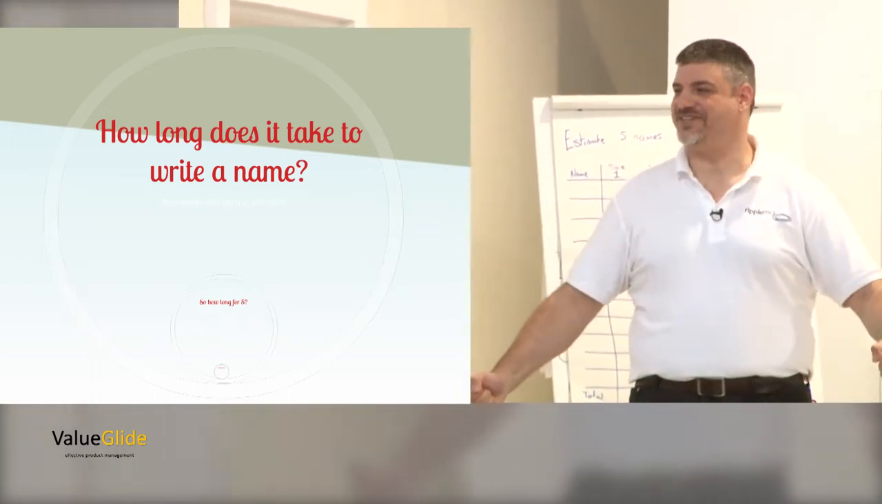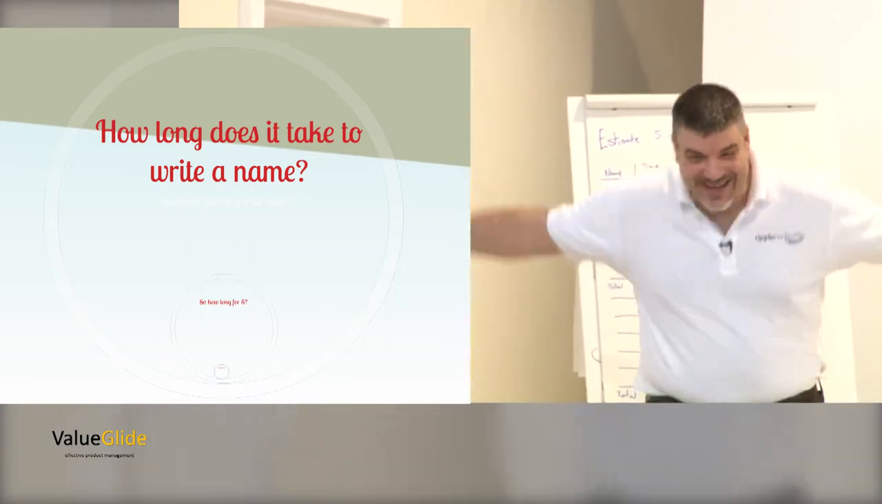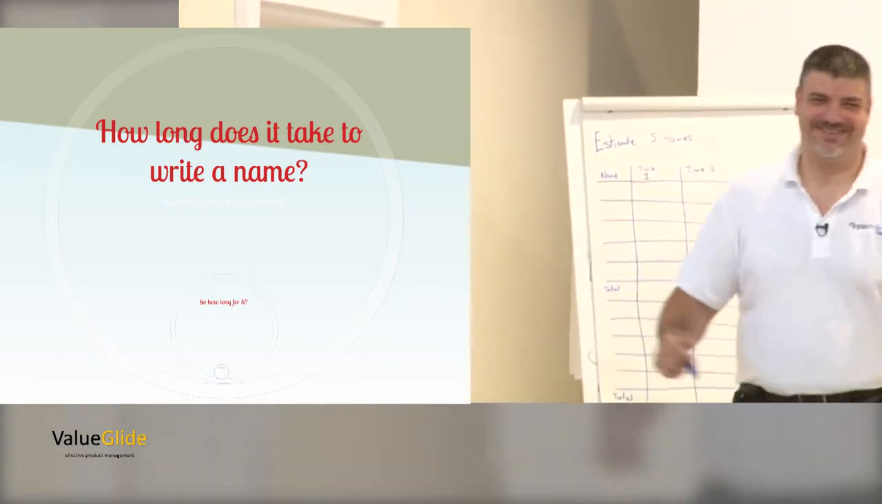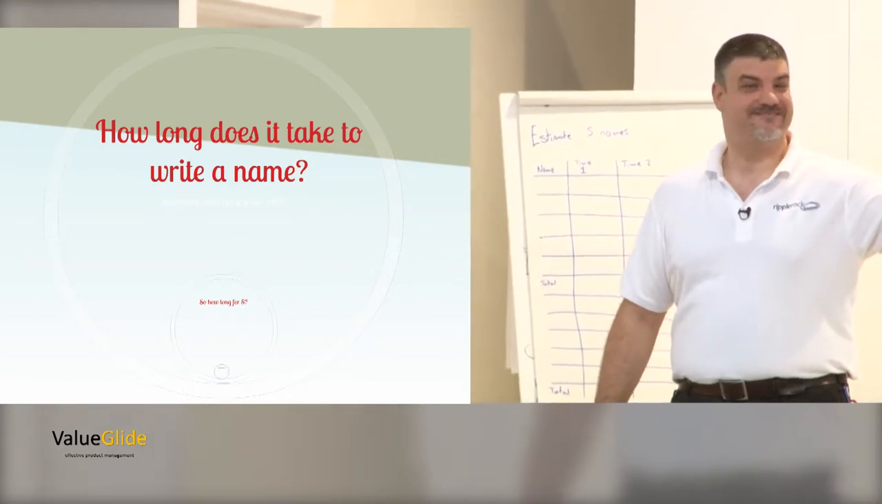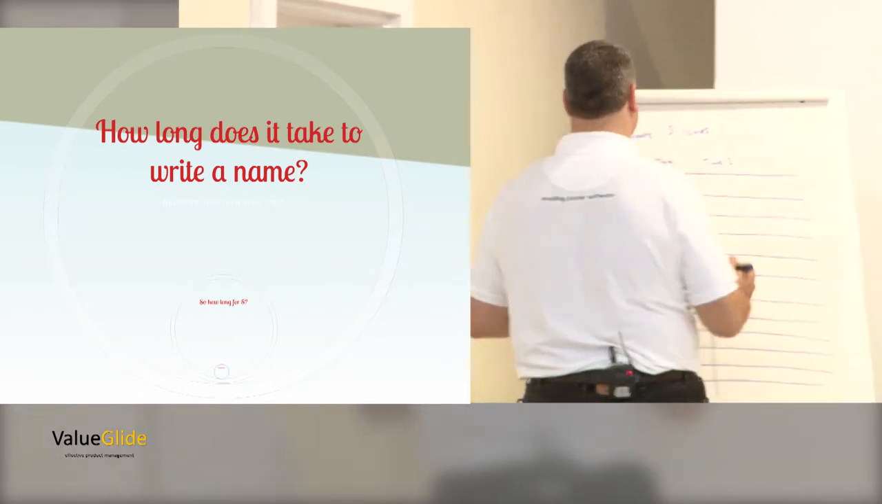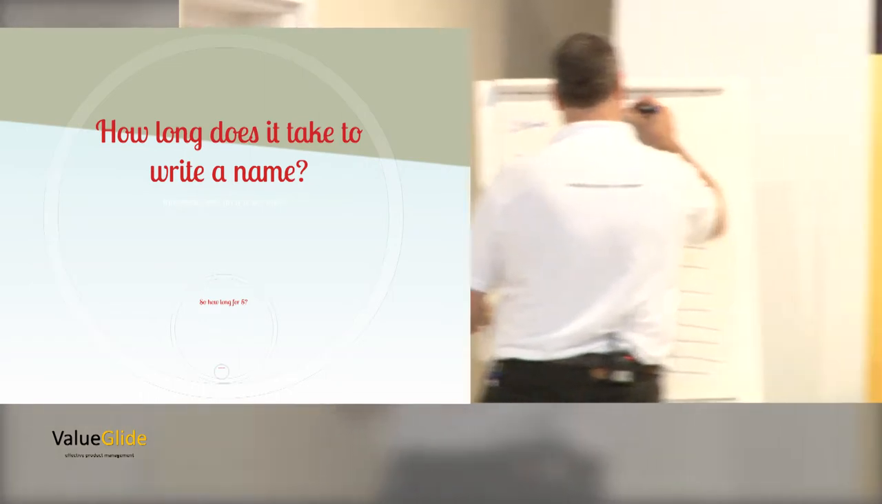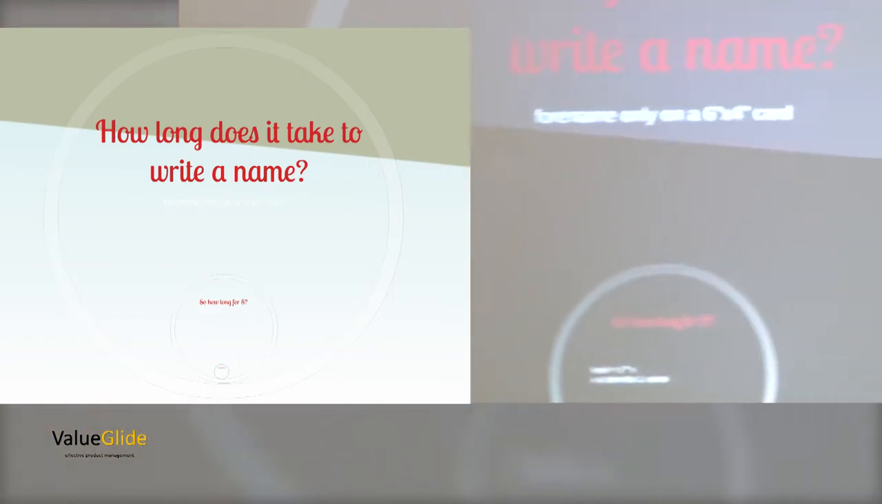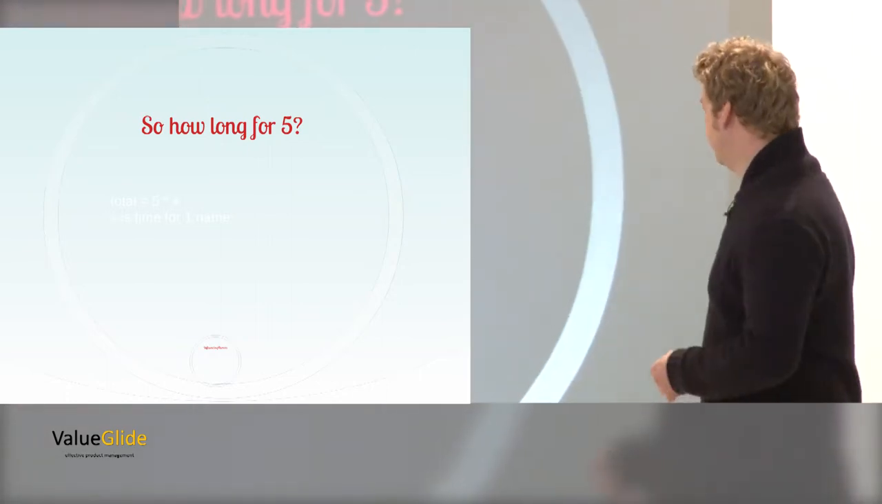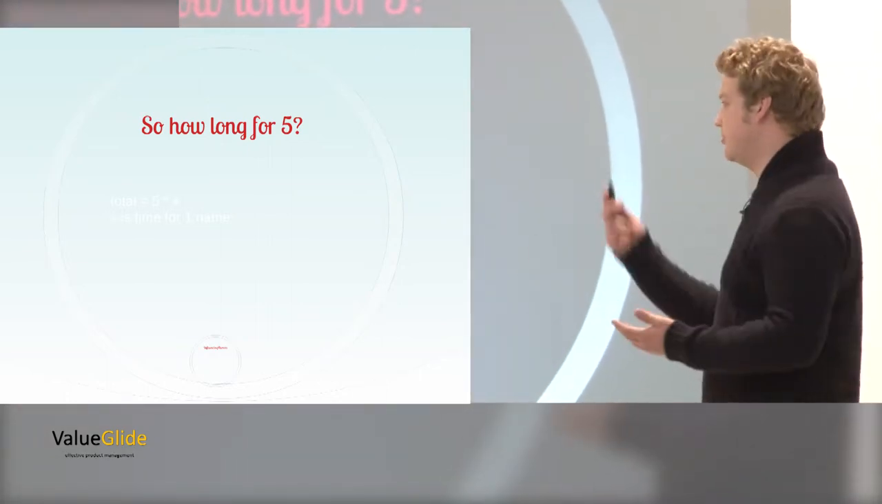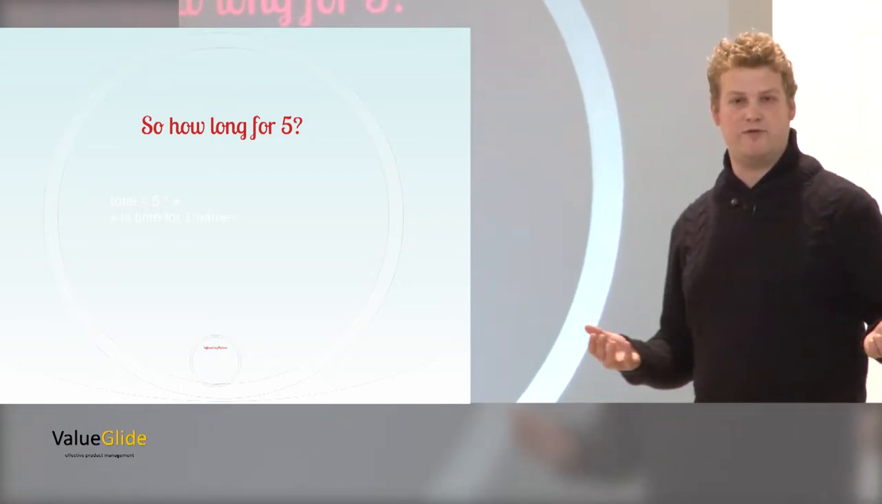This is an interactive session. You're going to have to talk. Yes, Dan! 5 seconds. Are you happy if I force that on you now? Okay, 5 seconds. So how long do we think for 5 names? 25. So 5 times the number for 1 name. Are we all happy with that?